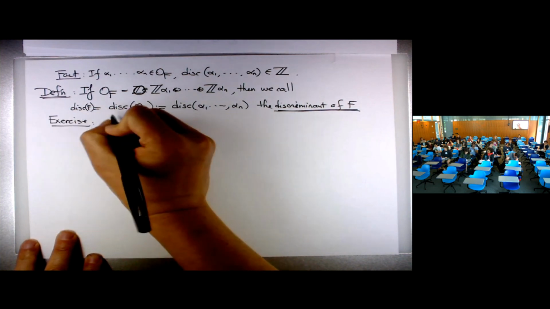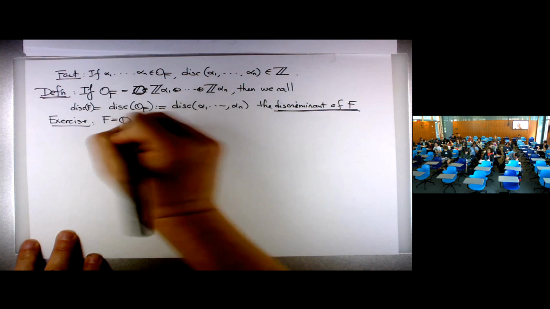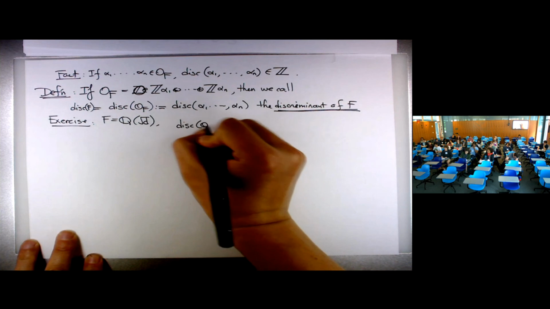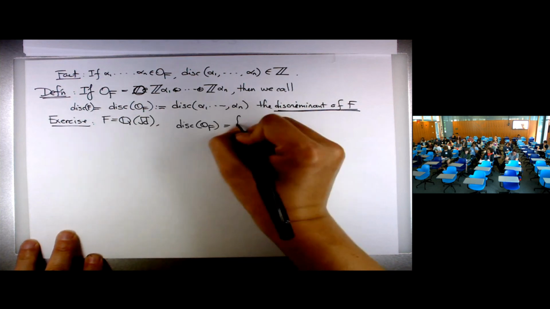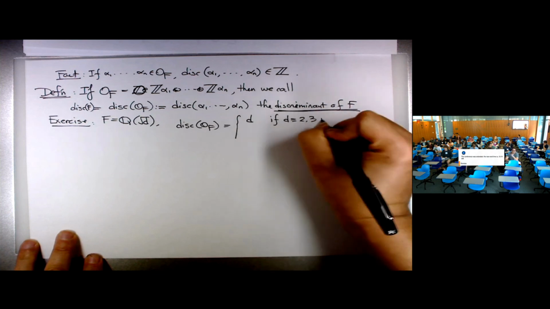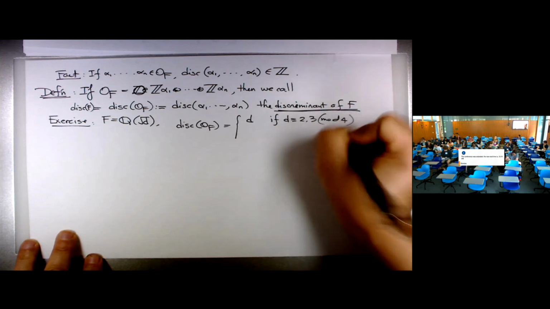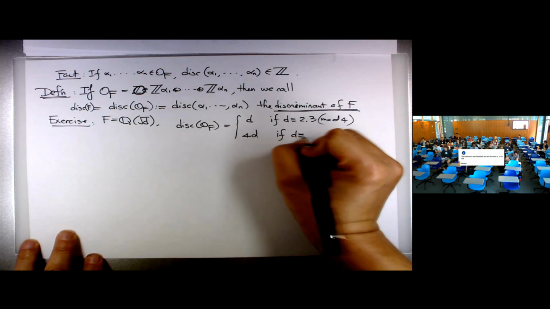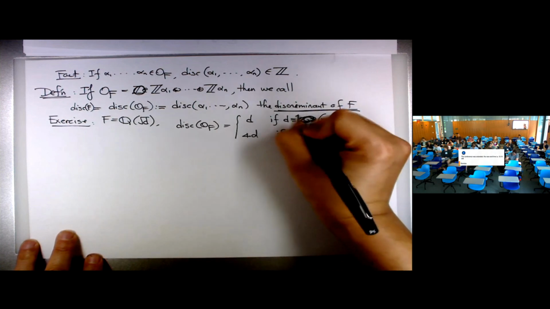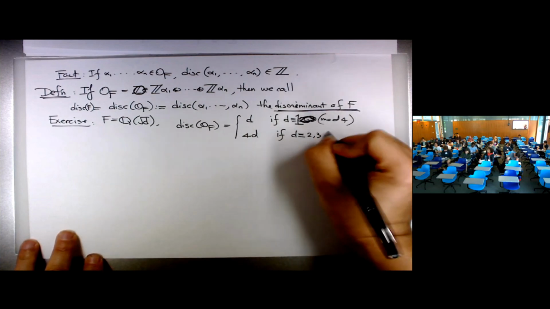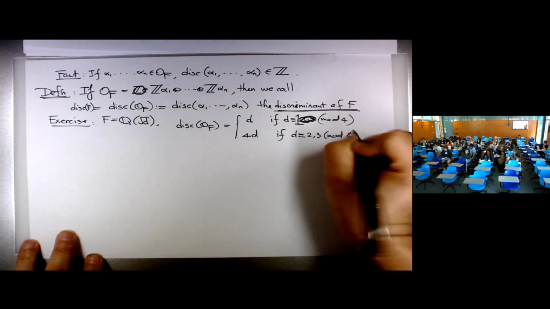If you have F equals Q adjoin root of D, then the discriminant of OF, or of F, is either D if D is congruent to 2 or 3 mod 4, or it's 4D if D is congruent to 1 mod 4. Sorry, otherwise it's 4D.